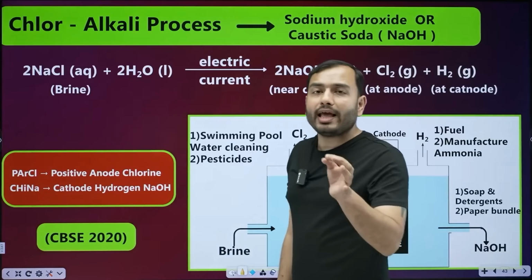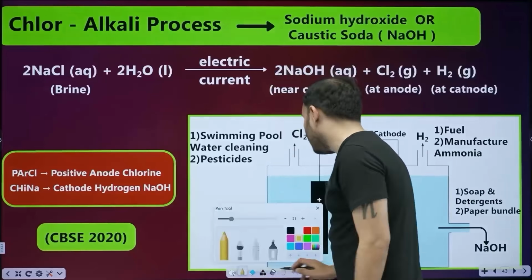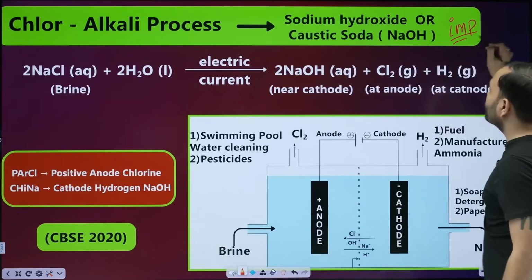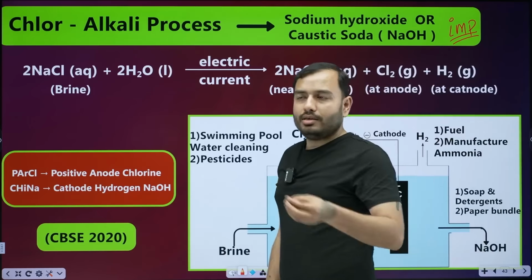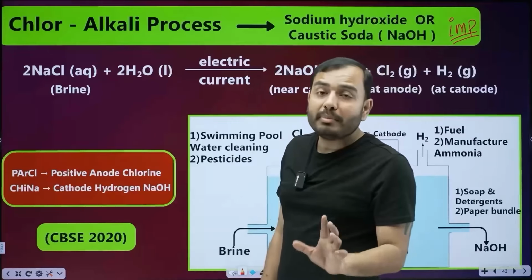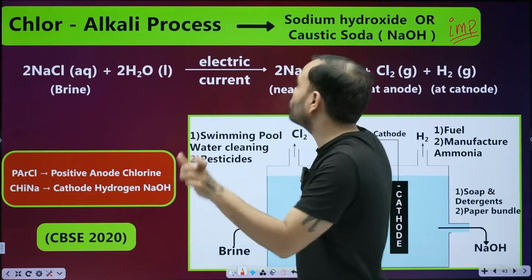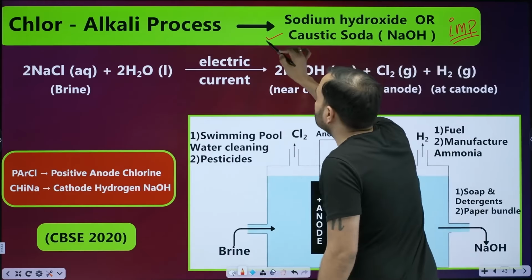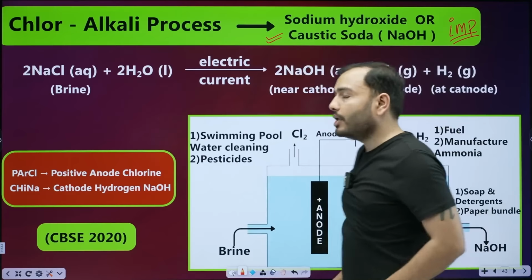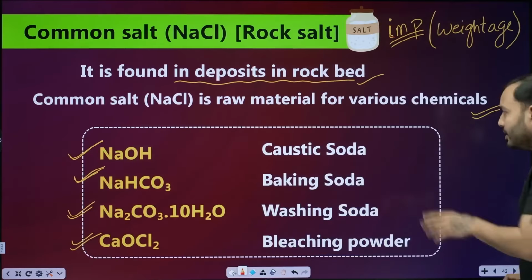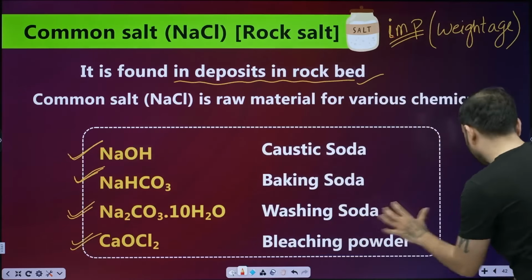And finally, bleaching powder. See, first we'll study the chlor-alkali process. This is a very important question, always comes in the exam. The chlor-alkali process. With this process we make NaOH, or caustic soda, or sodium hydroxide. What do we do? We take NaCl, common salt. Actually, all these chemicals will be made from common salt. Using common salt, all these are made.